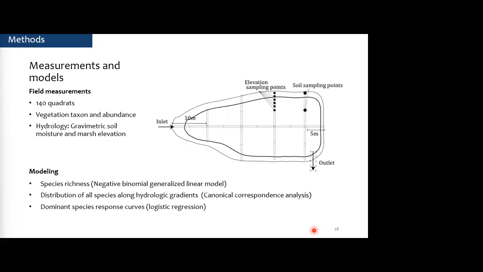I took the data that I gathered and I made 3 types of models. One was to look at species richness, so the number of species per quadrat. And then the next was the distribution of all species along the hydrologic gradients. And then lastly, I looked at individual dominant species and their response curves to hydrology.